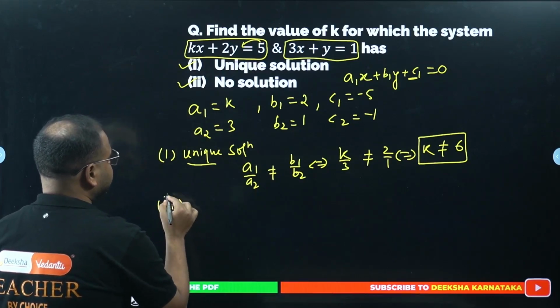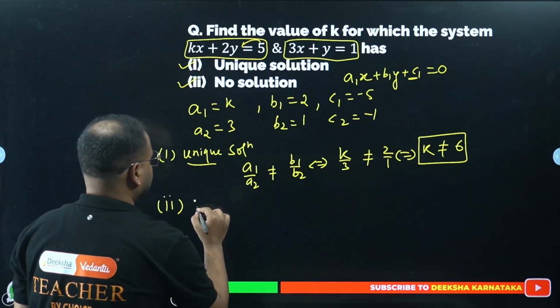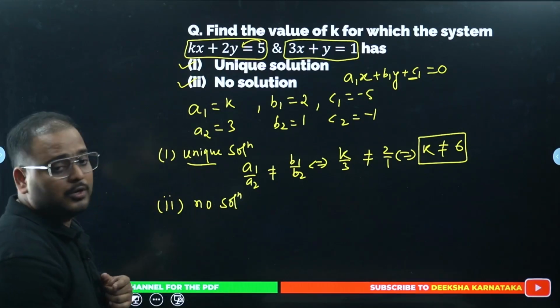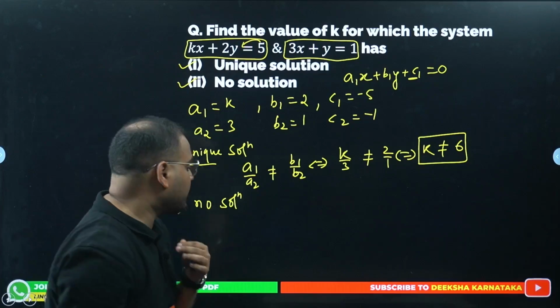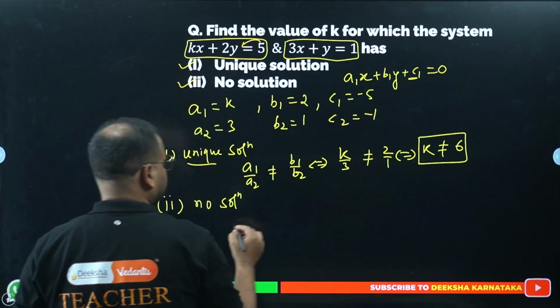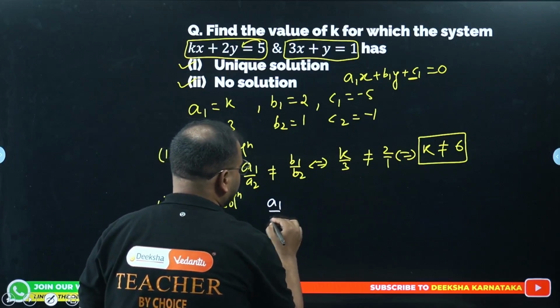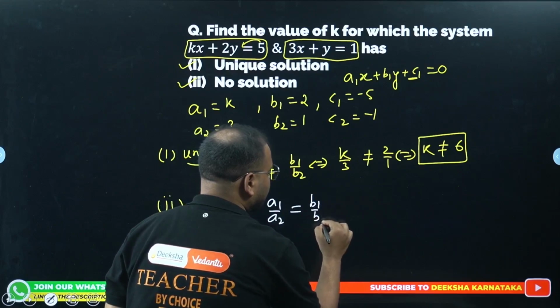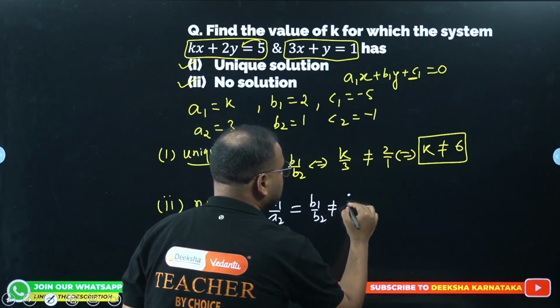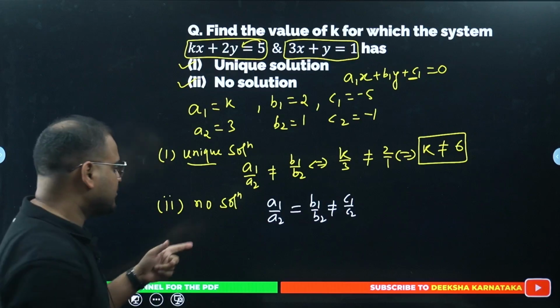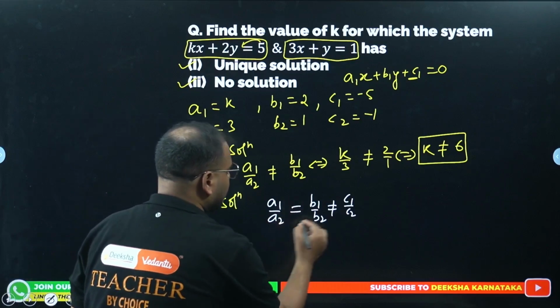Next one. No solution. What happens for no solution, sir? If you remember the statement, let me change the color: A1 by A2 equal to B1 by B2 but not equal to C1 by C2. So what was A1 by A2? We already got it here.